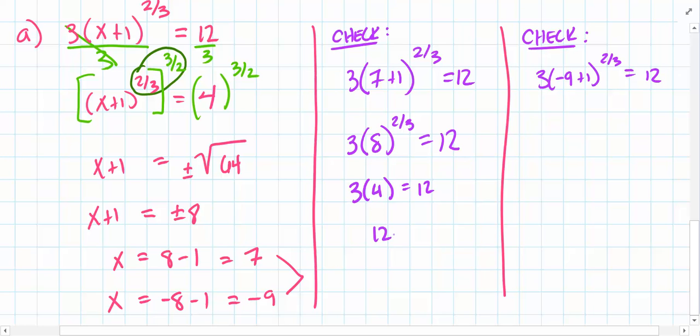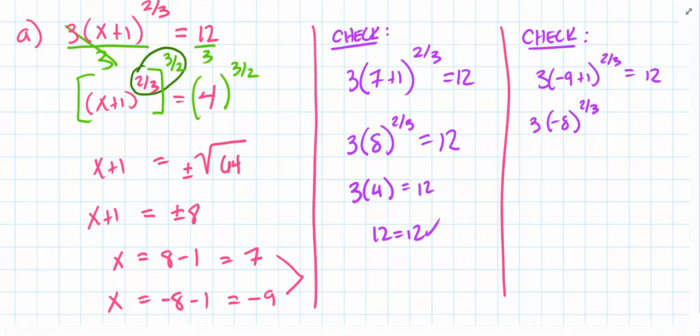That checks out. This one will give me 3 times negative 8 to the 2/3. So that's the cube root of 64 again, right? It's because negative 8 squared. So that's going to give me the cube root of 64. So 3 times 4, yep. Check that out. I also get a 12, so they both work.